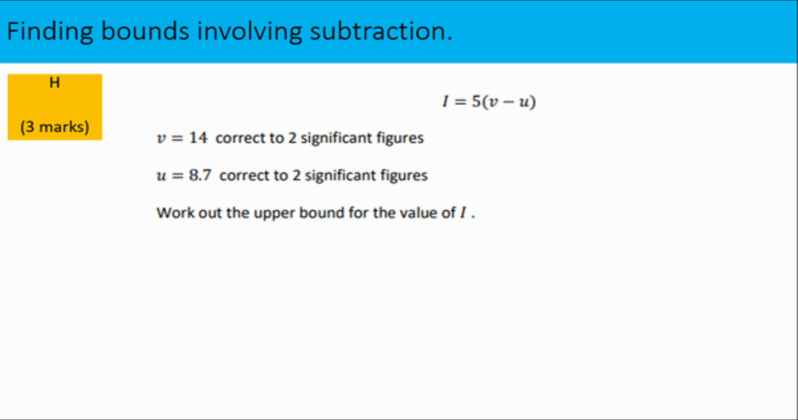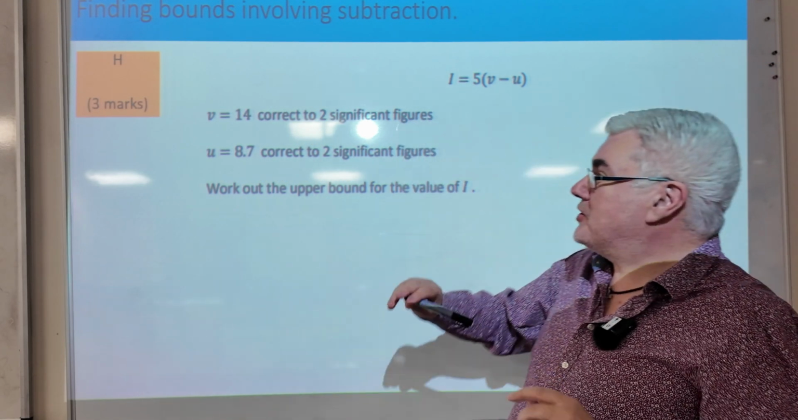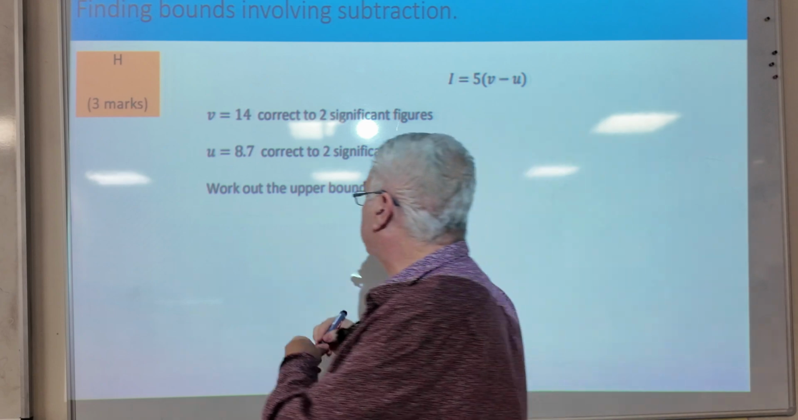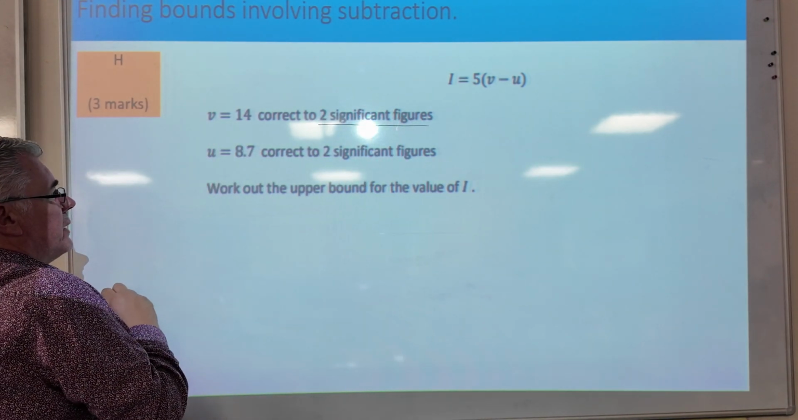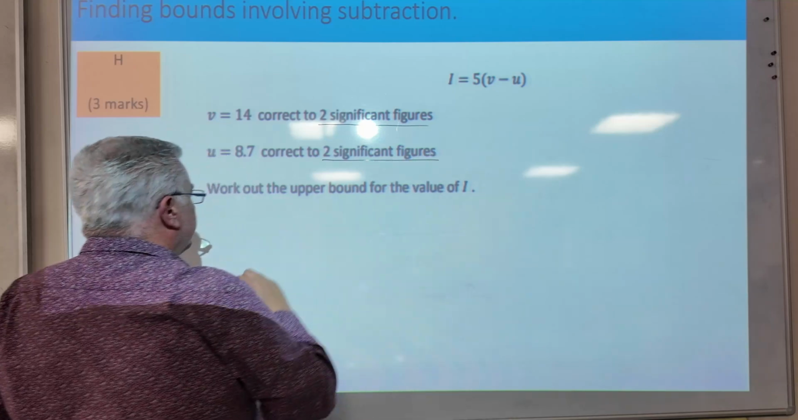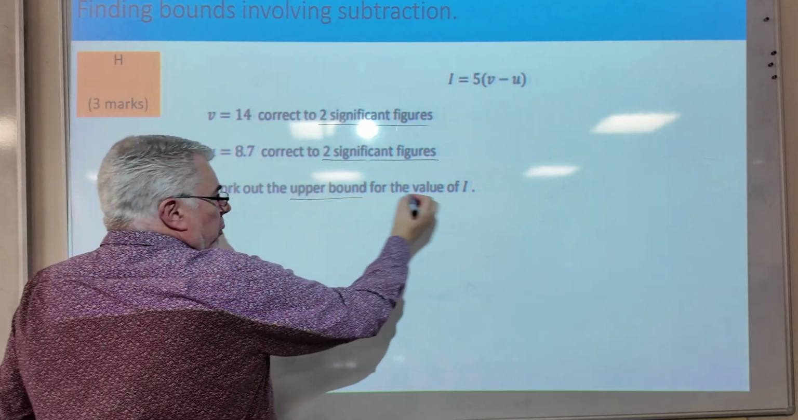We are definitely in higher territory now. We are finding bounds involving subtraction. So here is today's question. V is 14, correct to two significant figures. U equals 8.7, correct to two significant figures. Work out the upper bound of I.